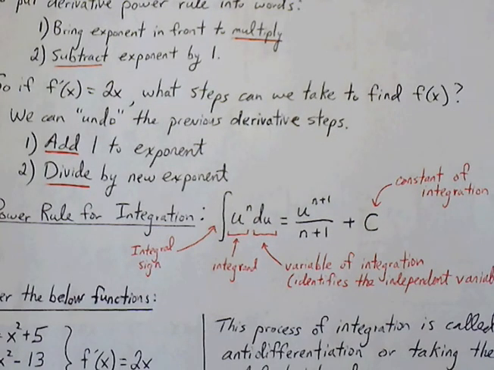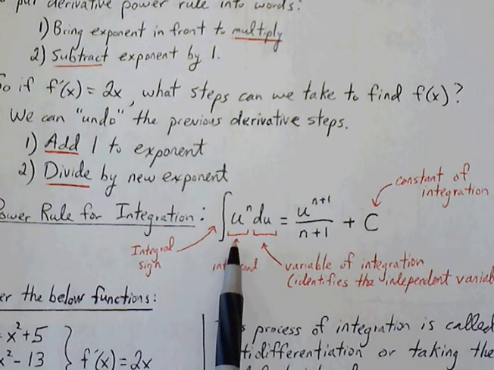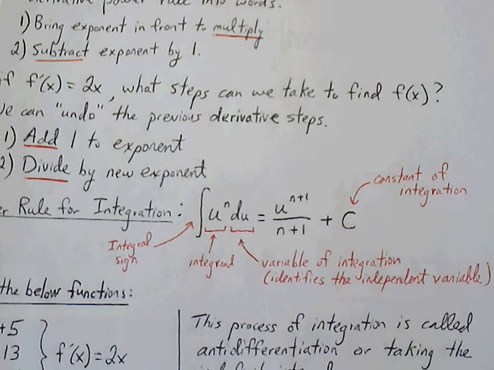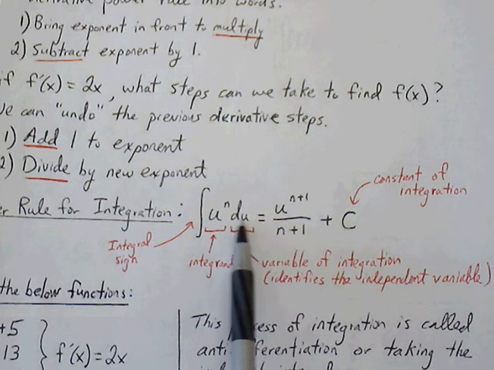You're going to see this integral sign, u to the n times du. The du is simply the variable of integration. This identifies the independent variable. So in this case, the variable we're using is u.